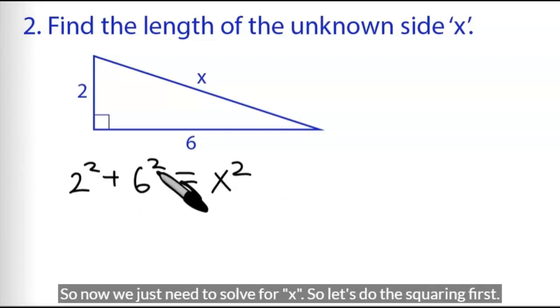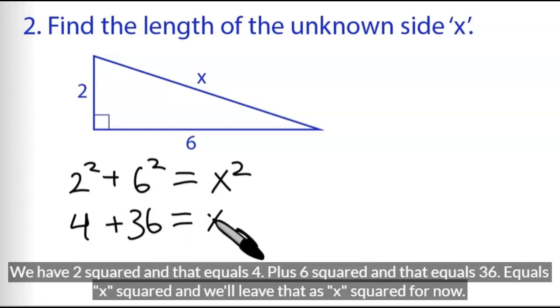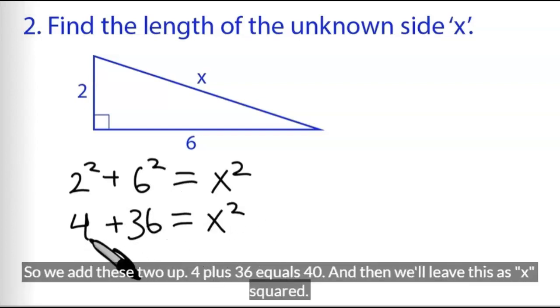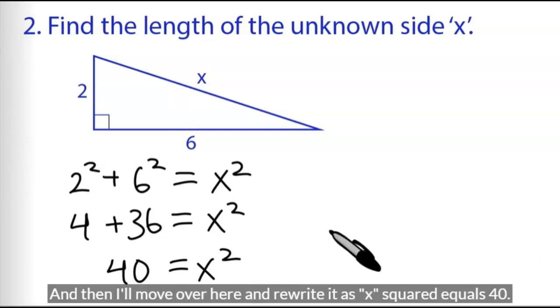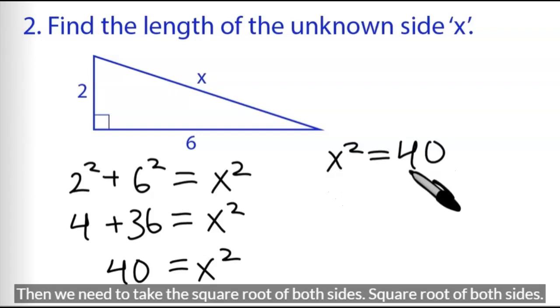So let's do the squaring first. So we have 2 squared, and that equals 4, plus 6 squared, that equals 36, equals x squared. And we'll leave that as x squared for now. So we add these two up. 4 plus 36 equals 40. And then we'll leave this as x squared. Then I'll move over here, rewrite it as x squared equals 40. Then we need to take the square root of both sides.